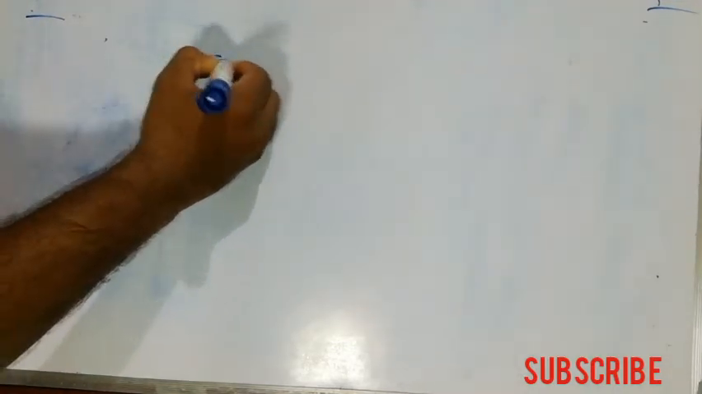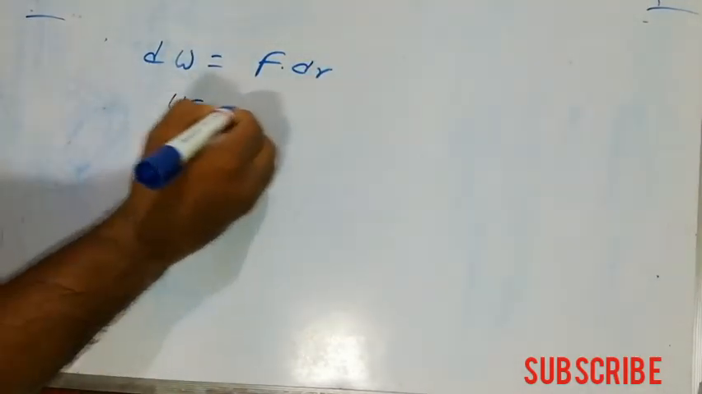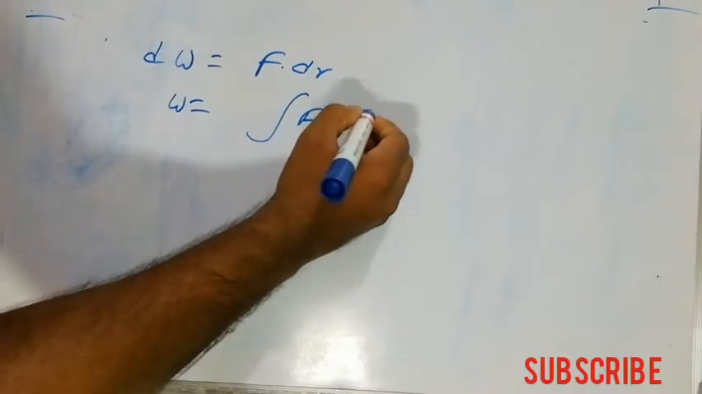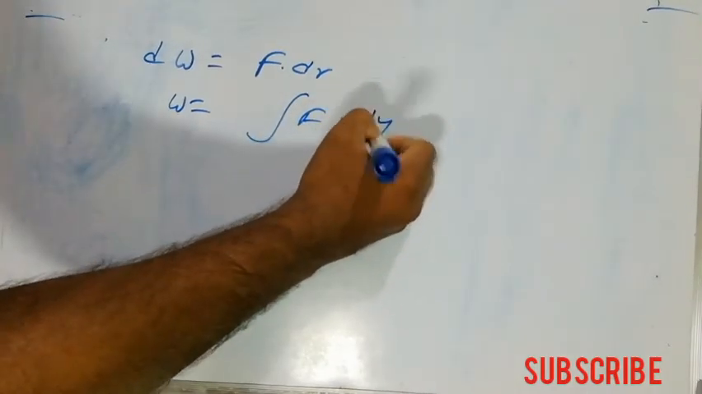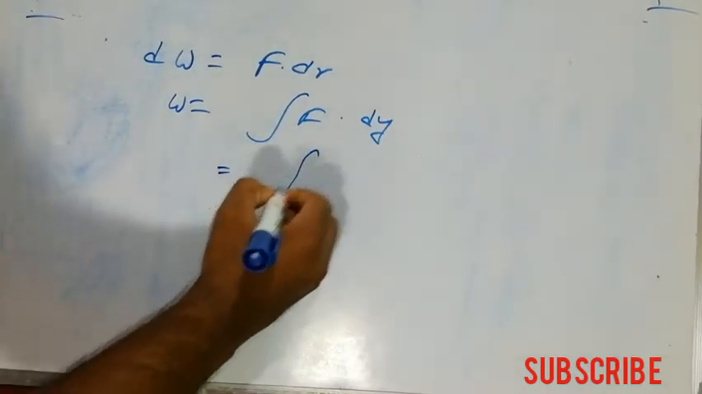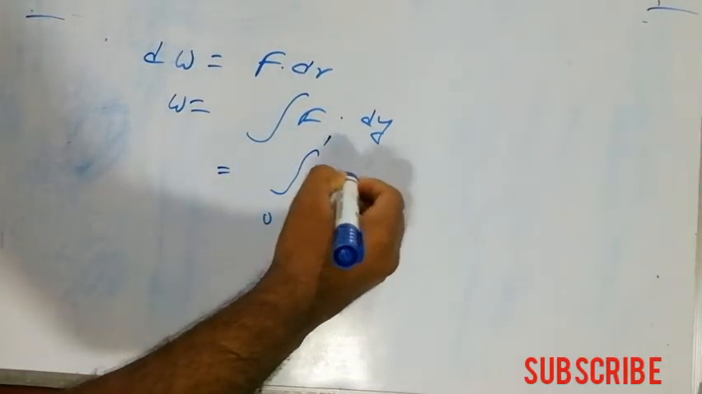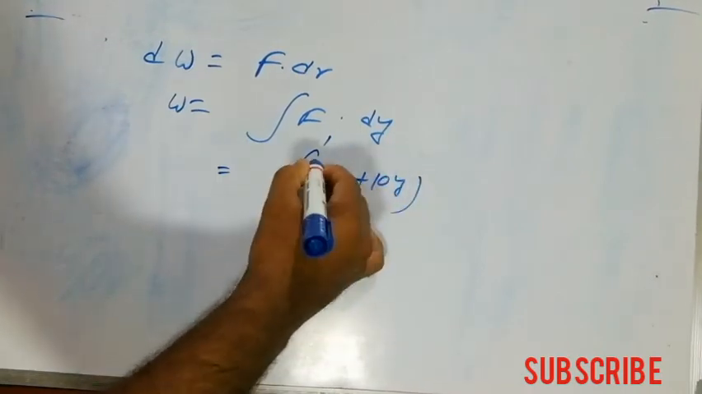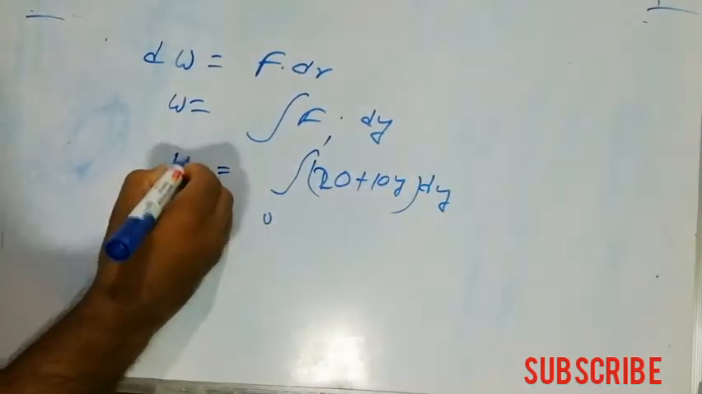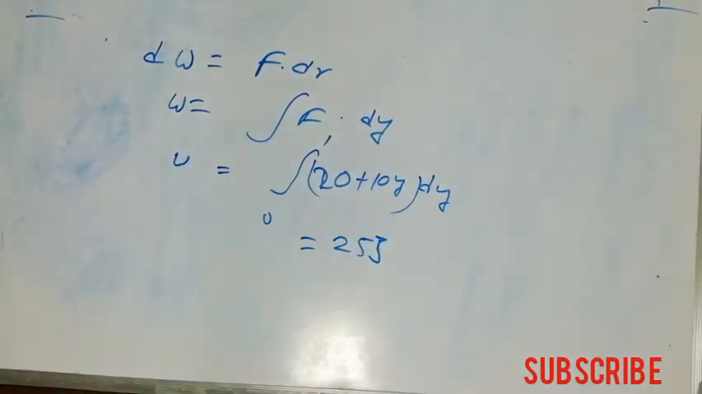We know that work done dW is equal to F dot dr. So total work done W is equal to the integral of F dy, as the displacement occurs along the y direction. So F is equal to 20 plus 10y, integrated dy from 0 to 1. So total work done becomes 25 joule. Okay, so the option is 3.